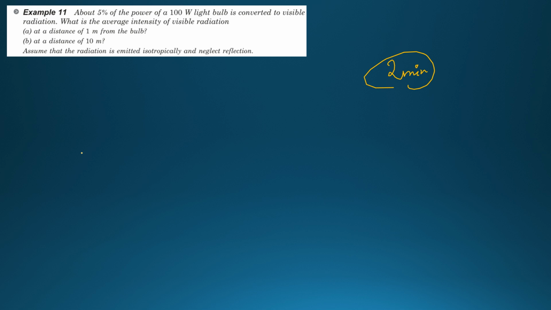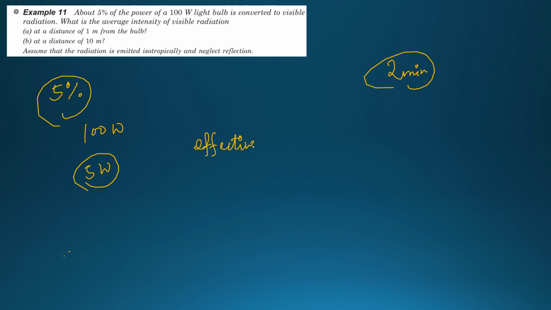Okay. So about 5% of the power of a 100-watt bulb is converted to visible radiation. What is the average intensity of the visible radiation at a distance of 1 meter from the bulb? So the effective power of the bulb is how much? Because only 5% of the power is converted, is useful. So 5% of 100 watt is 5 watt only. So effective power is 5 watt. You can write effective power, that means the power that is actually useful. That is 5 watt, which is converted to visible radiation.